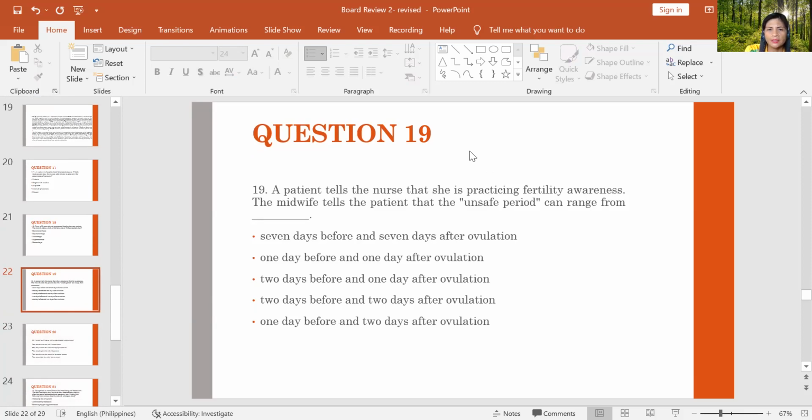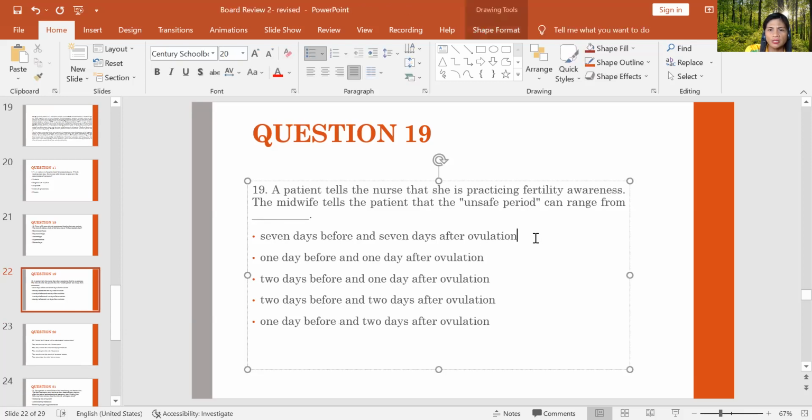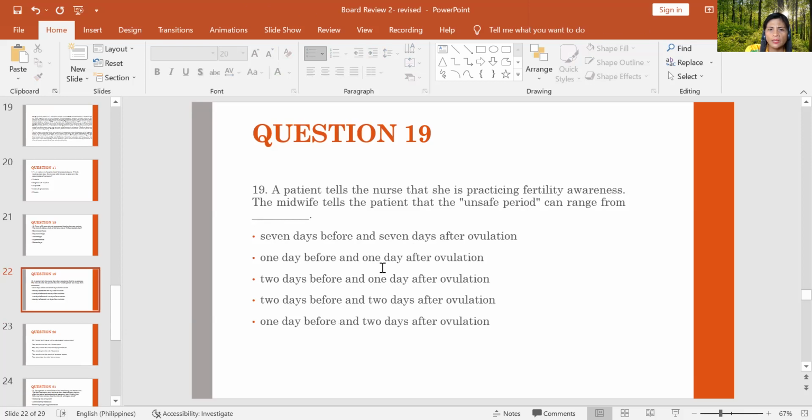A patient tells the nurse or midwife that she is practicing fertility awareness. The midwife tells the patient that the unsafe period can range from what? Blank. 7 days before and 7 days after ovulation. Another one, 1 day before and 1 day after ovulation. Another one, 2 days before and 1 day after ovulation. Another one, 2 days before and 2 days after ovulation. And the last one, 1 day before and 2 days after ovulation. What is the answer? Of course, the first option. 7 days before and 7 days after ovulation.